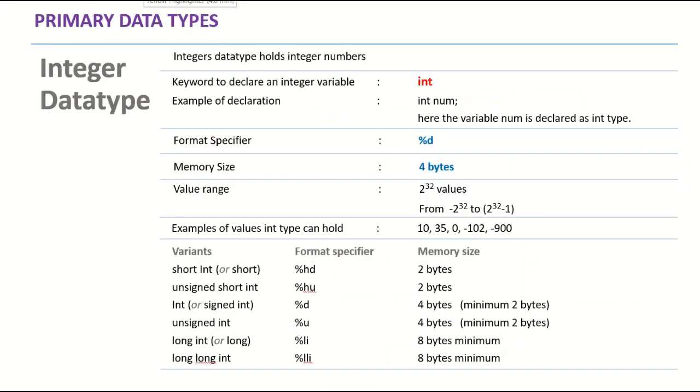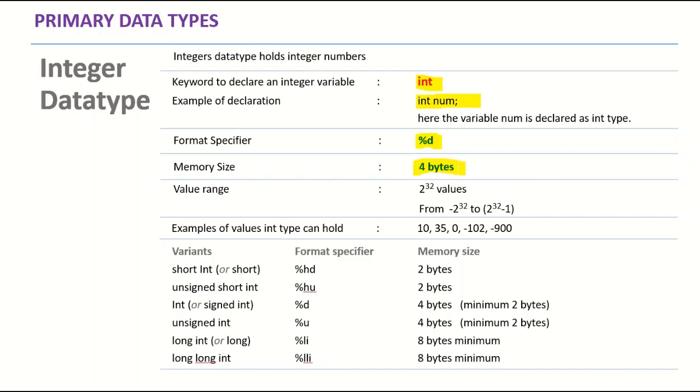Primary data types. Integer data type. Integer data type holds integer numbers. The keyword is int. An example is int num, where the variable num is declared as an integer data type. %d is a format specifier to scan and print values using the scanf and printf functions. The memory size is 4 bytes.